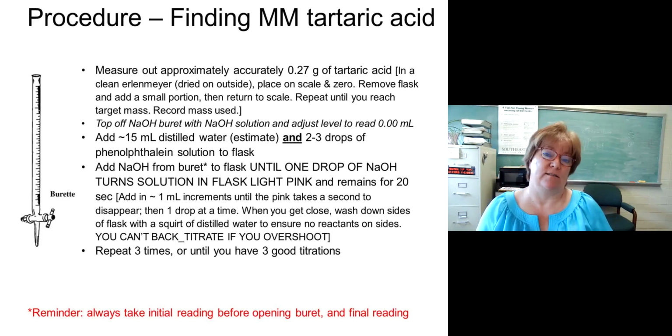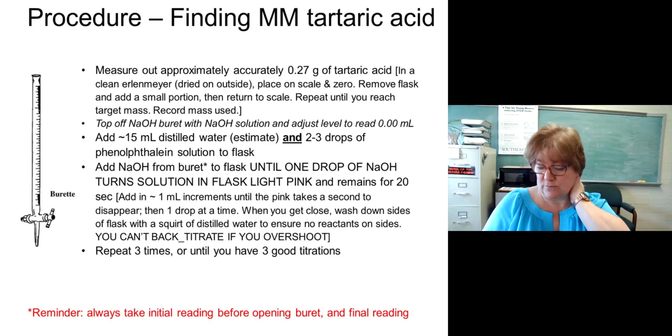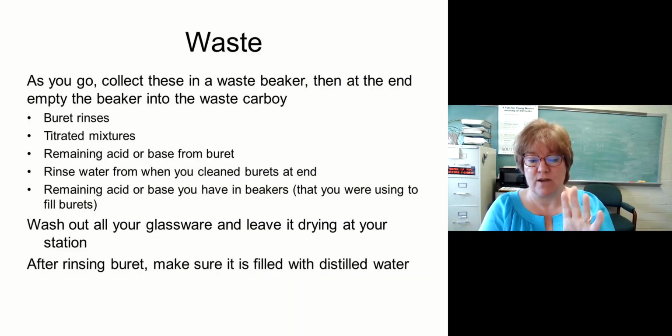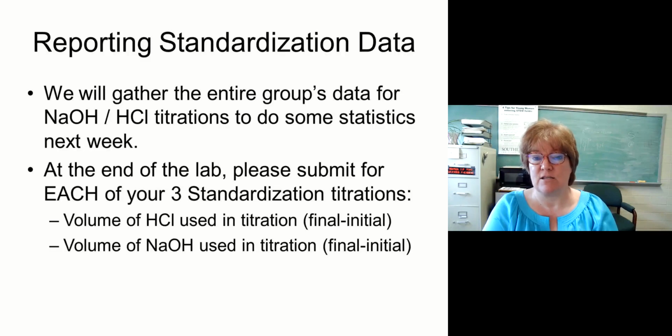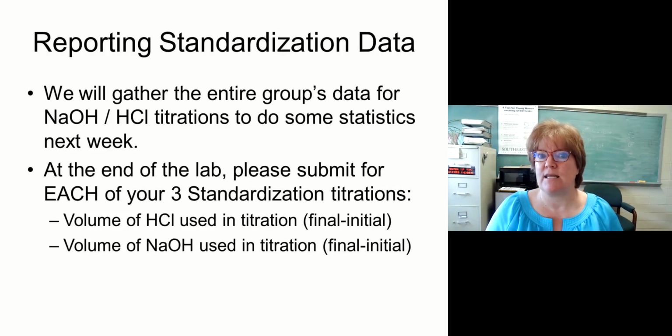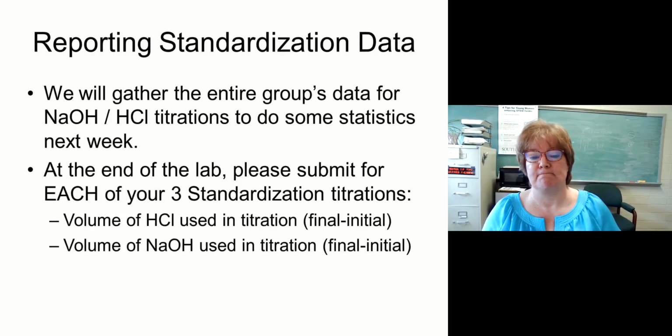And we'll do a lot of analysis and statistics on it in week 2. As we go, you've got some waste and how to report the standardization data. In order to do our standardization, to get a really good average, we're going to use our entire class's average. So at the end of today's lab, you're going to have to put in the volume of HCl and the volume of NaOH you did for each of your 3 trials for part A. I'll have a spreadsheet up, so you need to type that in and let me know what those values are before you leave the lab so that I can have that to share with everybody. Thanks.